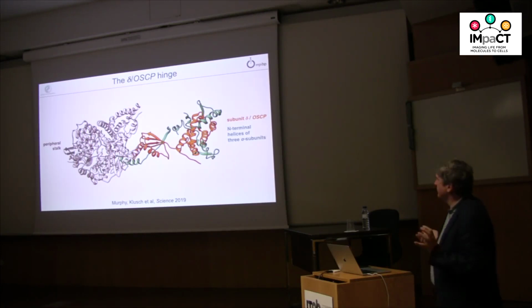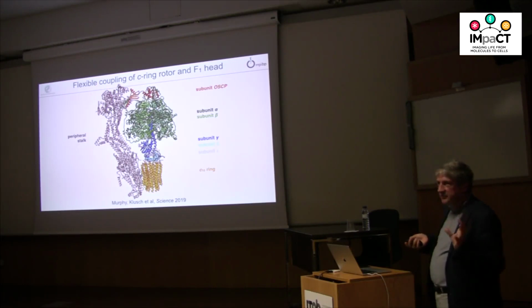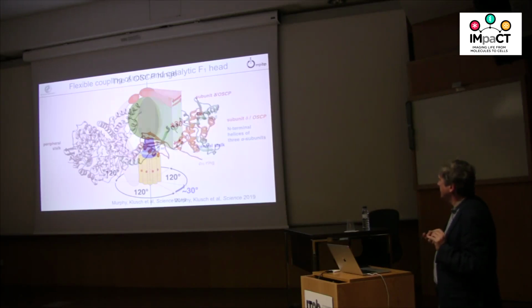symmetry mismatch. So you have a symmetry mismatch between the F1 head, which has a 3-fold symmetry, and the ring, which in this case has a 10-fold symmetry. And people used to think it's the flexibility of the central stalk that allows this joint rotation, but it's not. In this case, the mismatch is taken up here by the flexibility of this subunit. Let me just carry on.